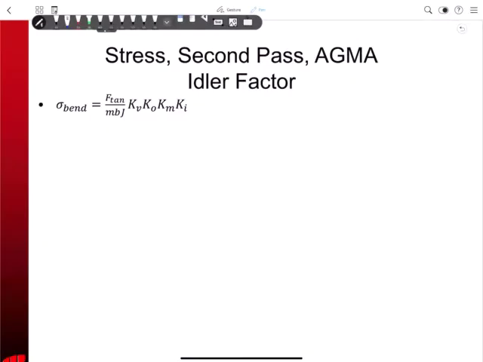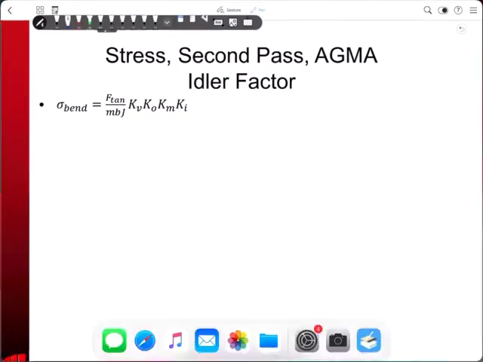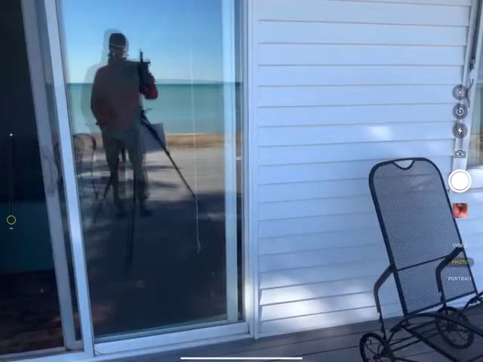Okay, so one more factor. Let's see. One more factor that we didn't talk about was the idler factor, and I'm putting this in late, primarily because you don't really want to use it, or you're not going to use it for your project. Idler gears, they happen, right, but not that often. But I'm going to include it just as its own little mini video.